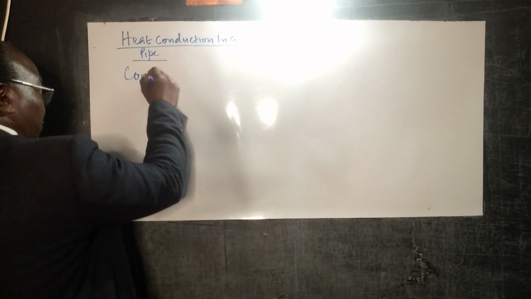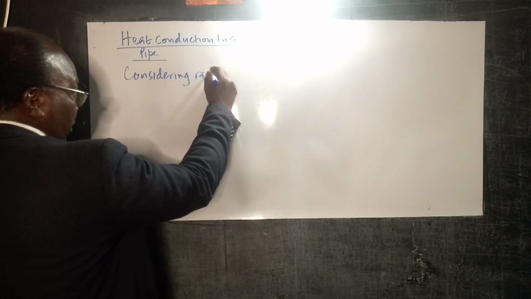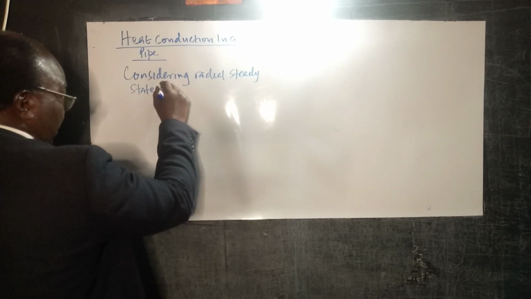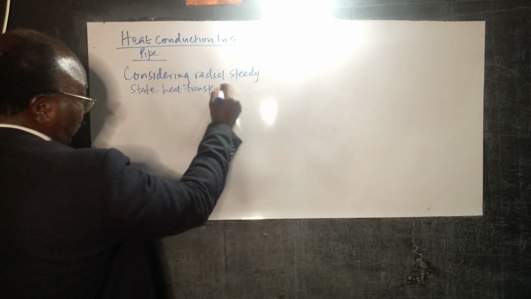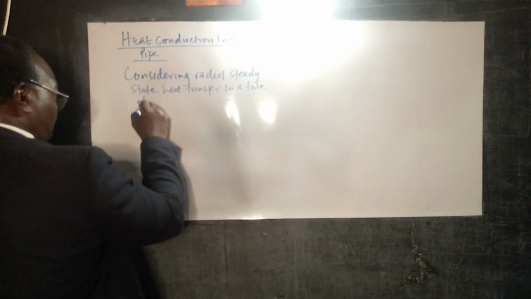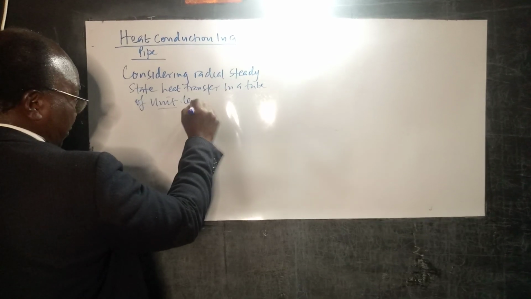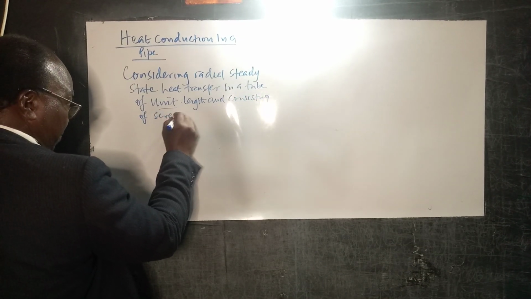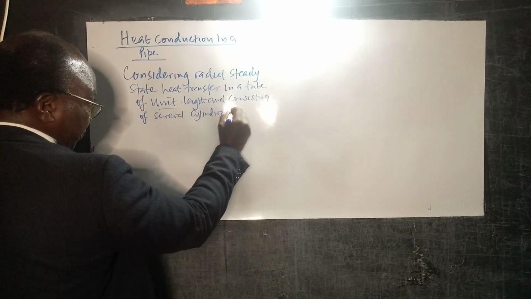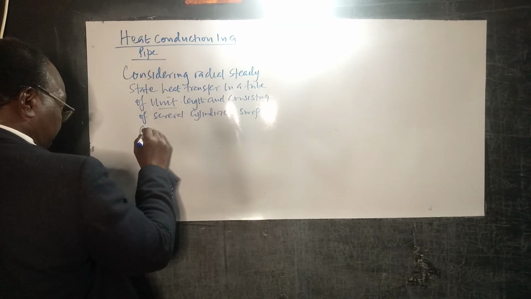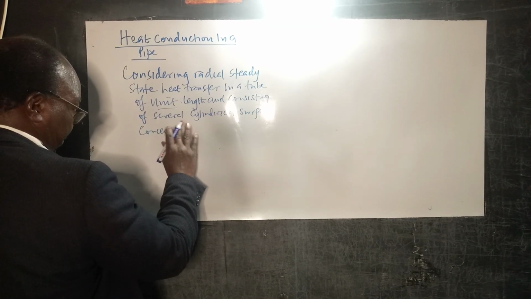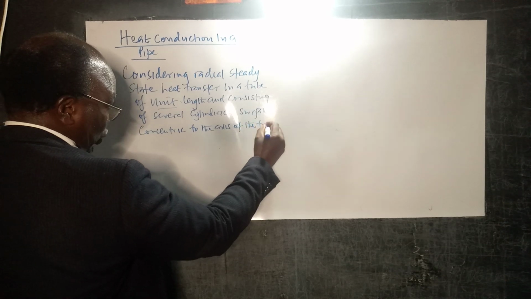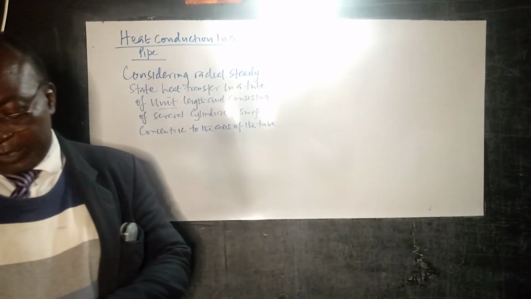So considering radial steady state heat transfer in a tube of unit length and consisting of several cylindrical surfaces concentric to the axis of the tube or pipe.